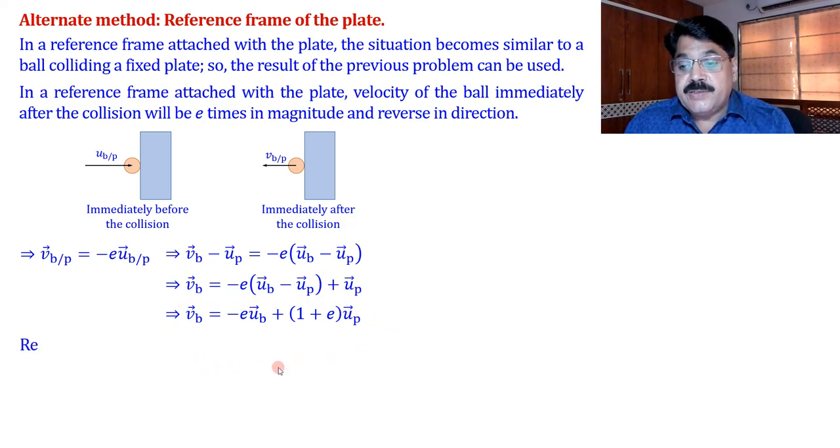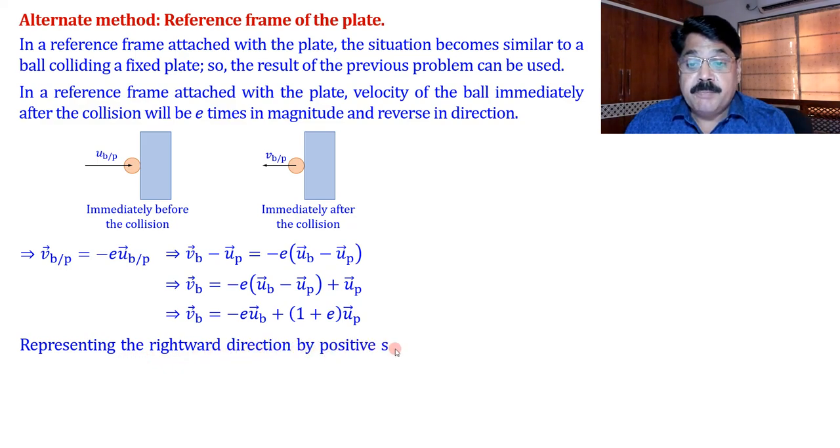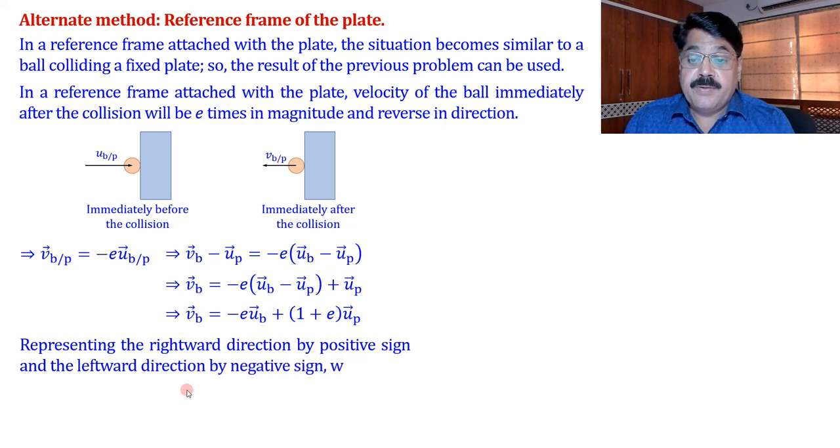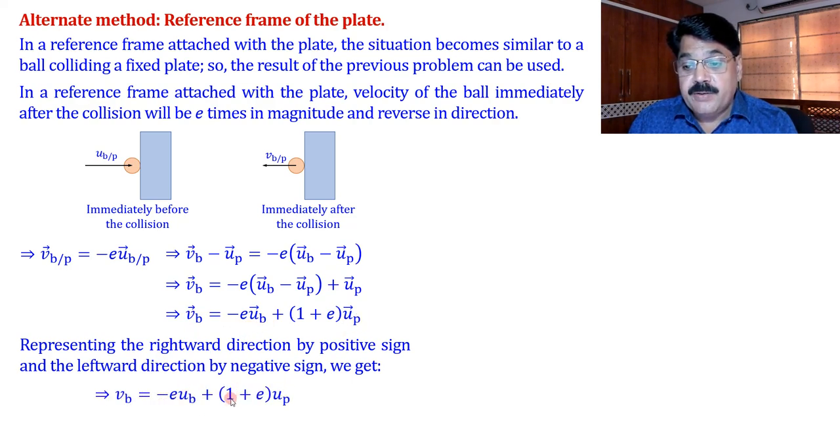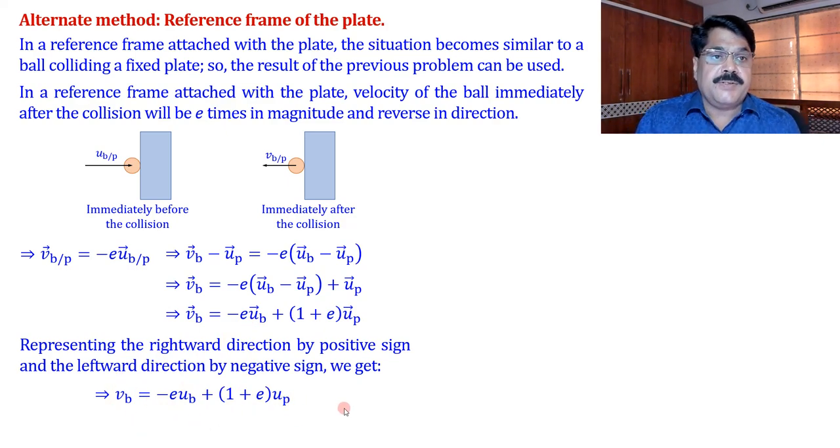Now, as given in the problem, representing the rightward direction by positive sign and the leftward direction by negative sign, because all the velocities given earlier are towards the right, we assume right to be positive. V_B is an unknown quantity, so we will not put a plus or minus sign; we take V_B as it is. U_B will have a plus sign and U_P will have a plus sign. So we get V_B is equal to minus e U_B plus (1 plus e) U_P. So we got the same result, with much easier understanding.